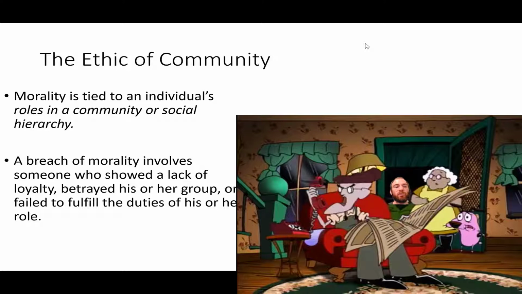Morality is tied to an individual's roles in a community or social hierarchy. A breach of morality involves someone who showed a lack of loyalty, betrayed his or her group, or failed to fulfill the duties of his or her role. And you can imagine this being higher in more collectivist cultures, wherein individuals are more interdependent on each other, thus a violation of a role and expectation within a social hierarchy or community is going to be more consequential, theoretically, at a cultural level at least.